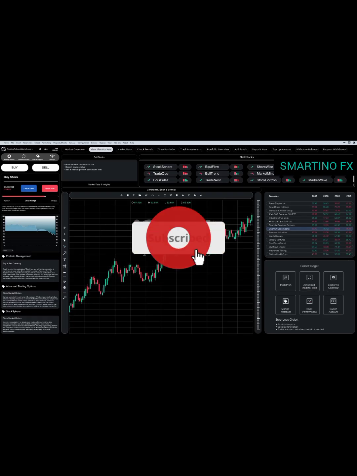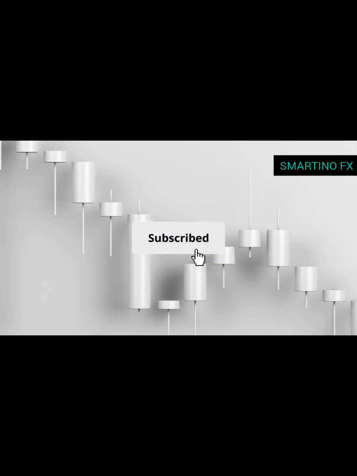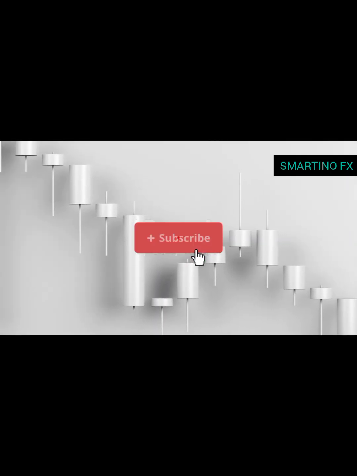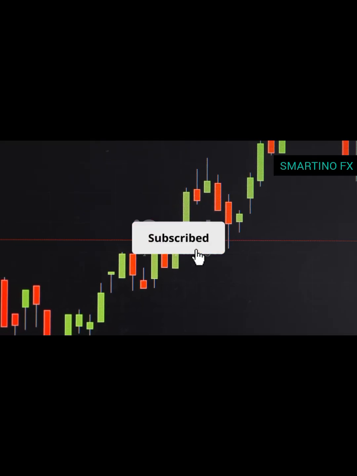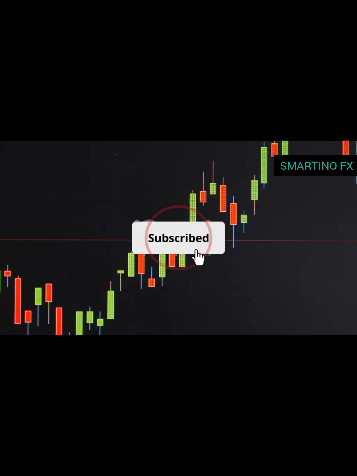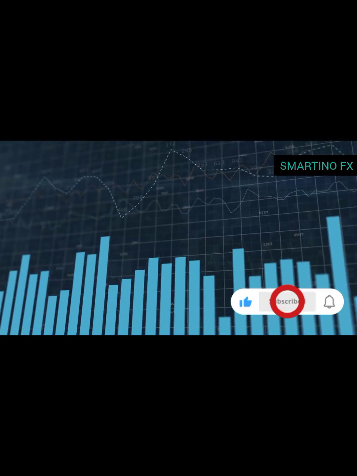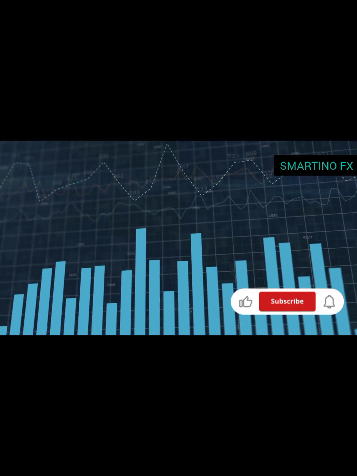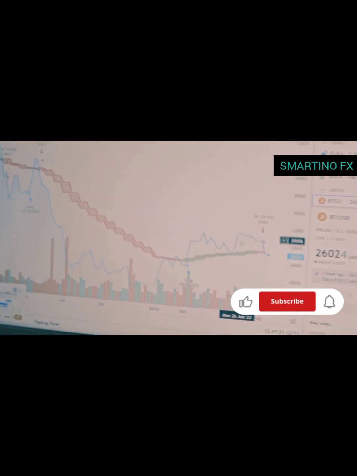Now, let's talk about trends. Uptrend: higher highs and higher lows. Buyers are in control. Downtrend: lower highs and lower lows. Sellers are in control. Sideways, or chart range: price moves within a zone with no clear direction. Trading with the trend gives you a much higher chance of success. Remember that.